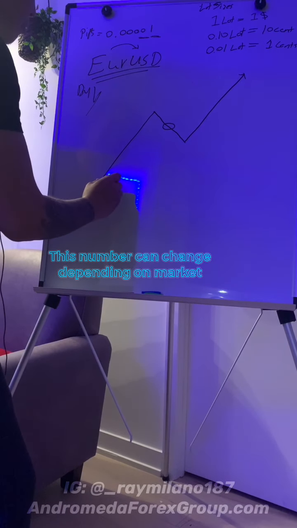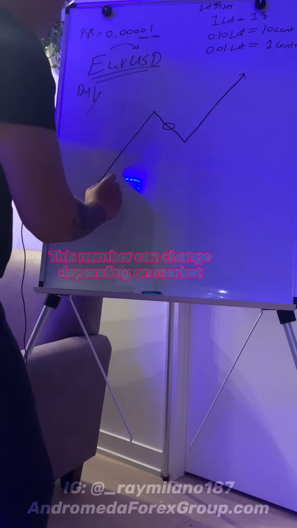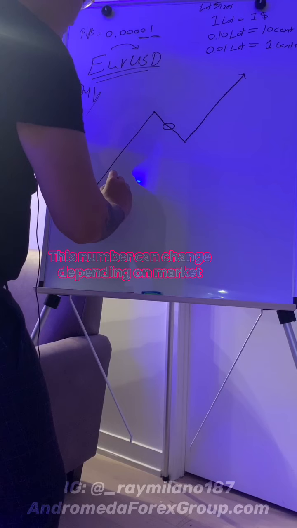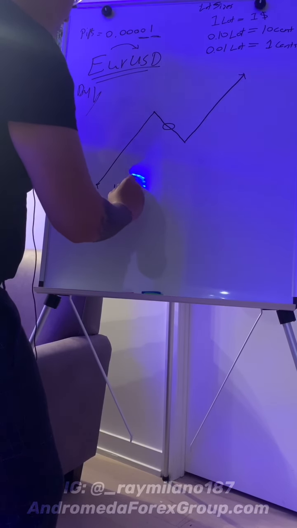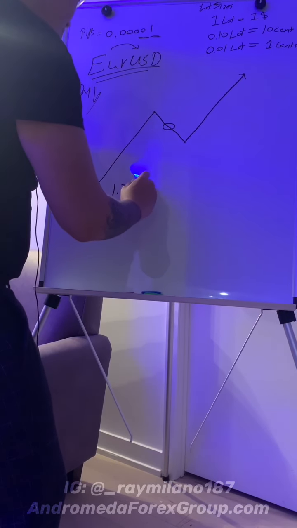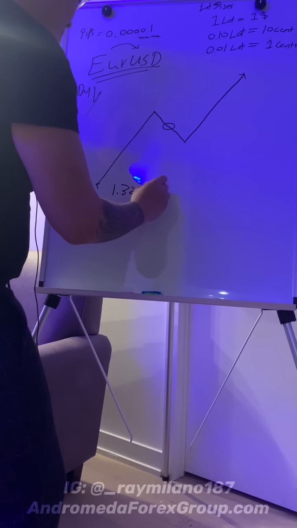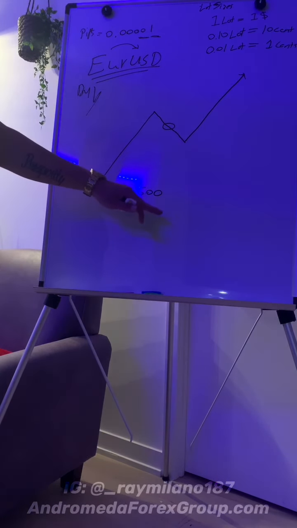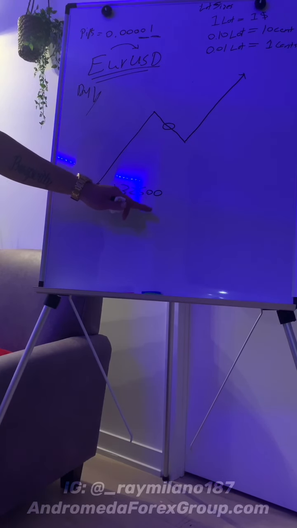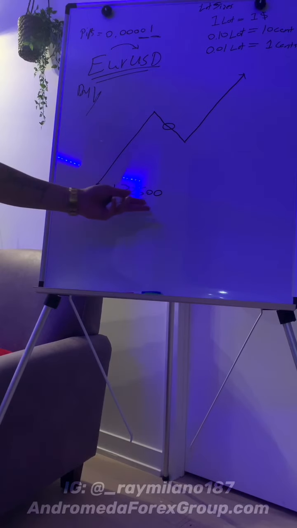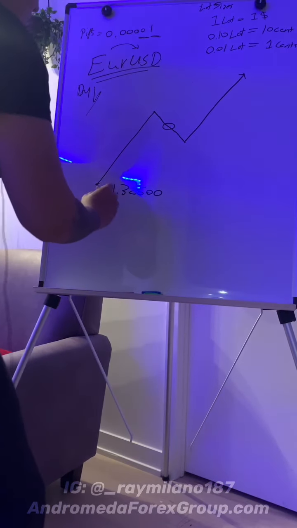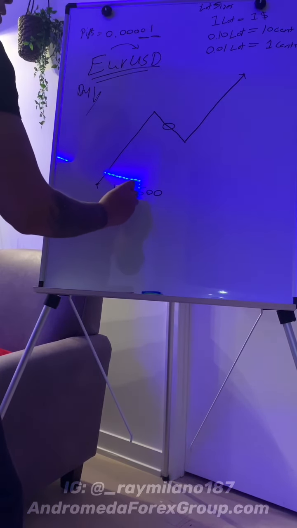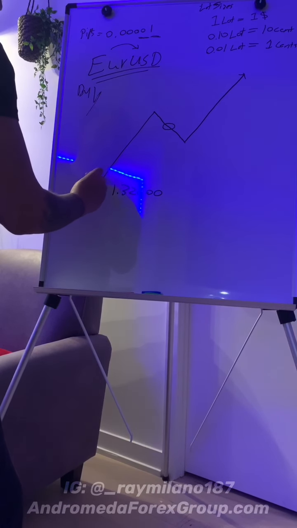So let's say the price here is at 1.32600. I'm just making up numbers here, just to give you an idea. So let's say you bought at 1.32600. So right here is the entry point.